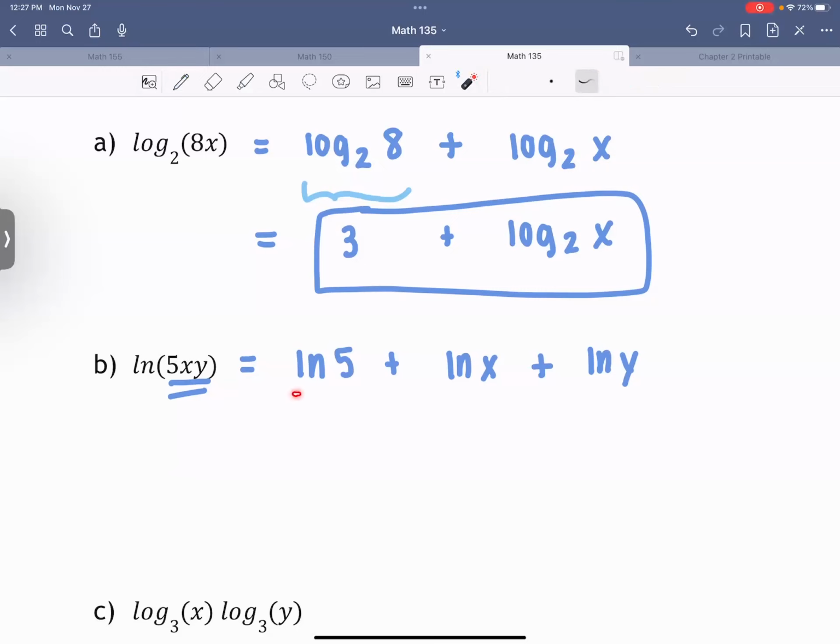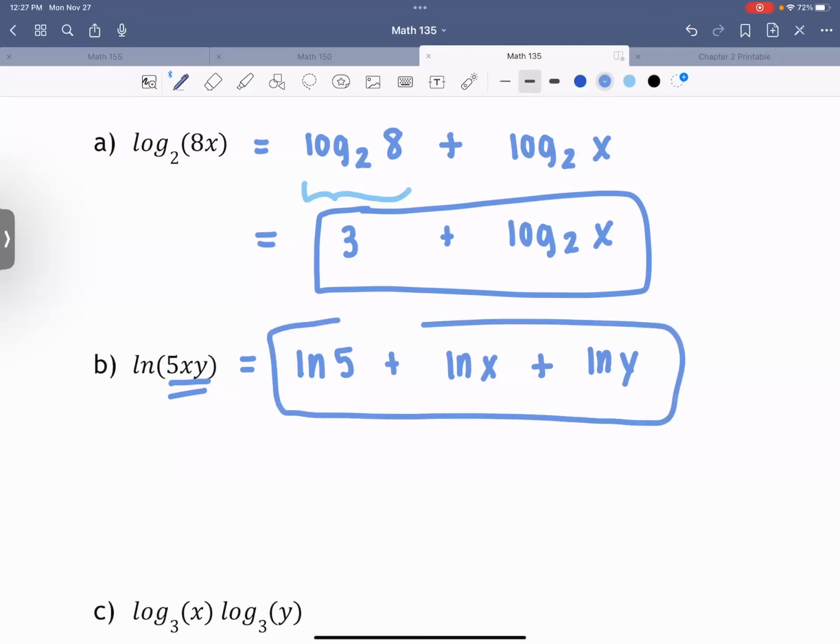Now this time, ln of 5, you can try that in your calculator. It's going to give you a really big decimal, right? We can't simplify that. There's no power of e that gives you 5, so I'm just going to leave it like this. This would be my final answer if I were to see this on a test or quiz or something like that.